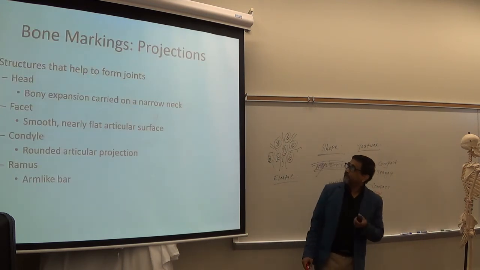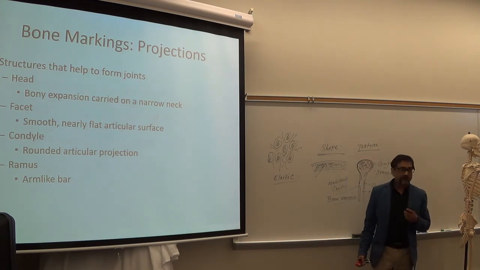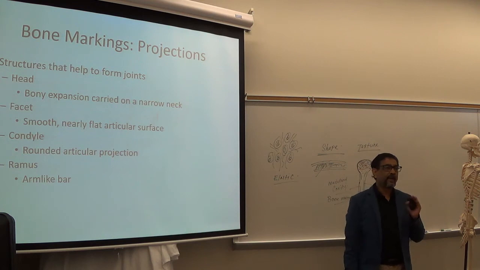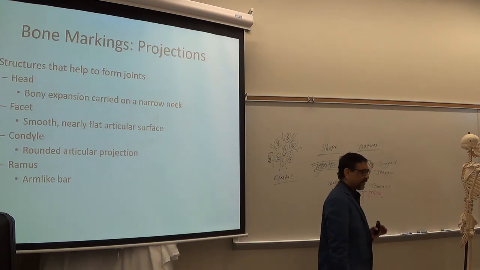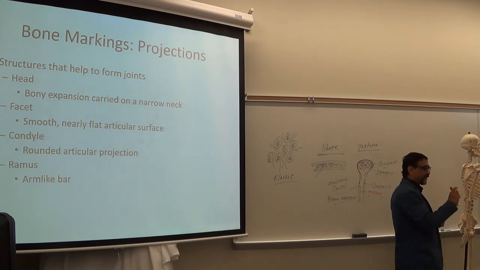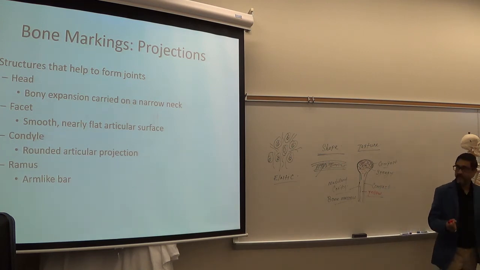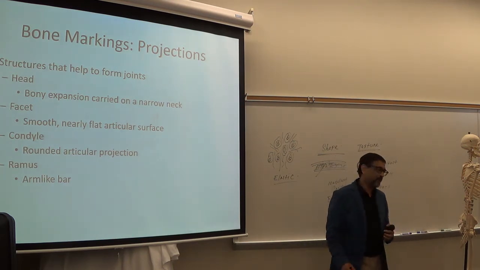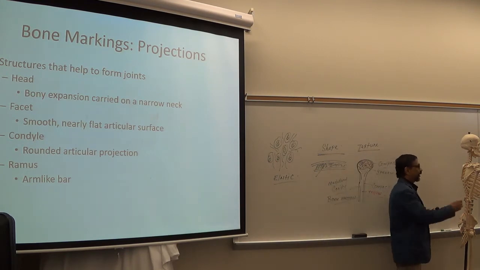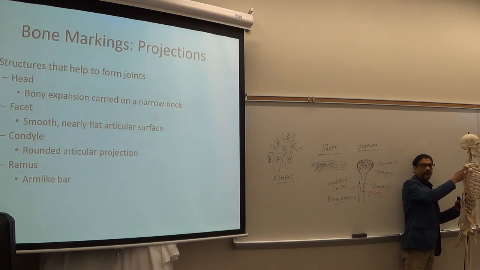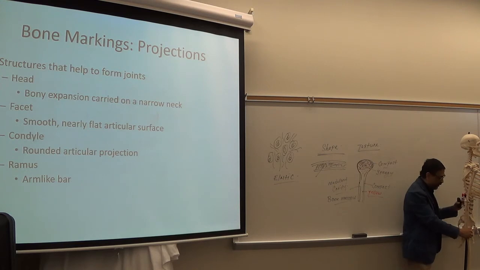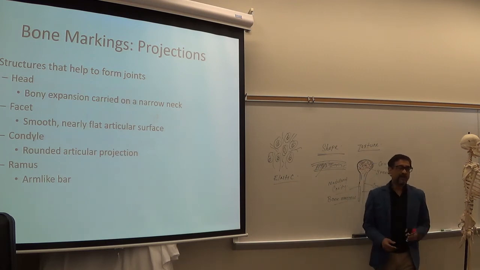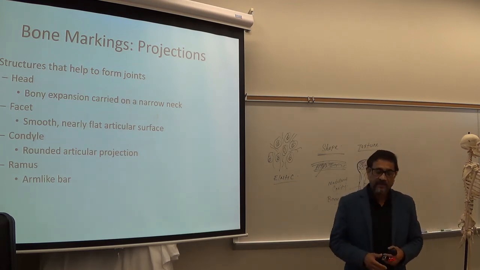Okay, now we'll see the structures on the bone that help to form joints, not for attachment of muscles or ligaments. These are the structures that help to form joints. Head, facet, condyle, ramus. Now, you all know that head forms a joint. For example, head of the humerus, right? Forms which joint? Shoulder joint. Head of the femur forms the hip joint, right? You all know that. So, heads are for the joints. Facets.